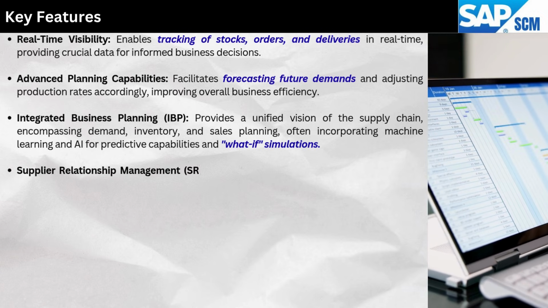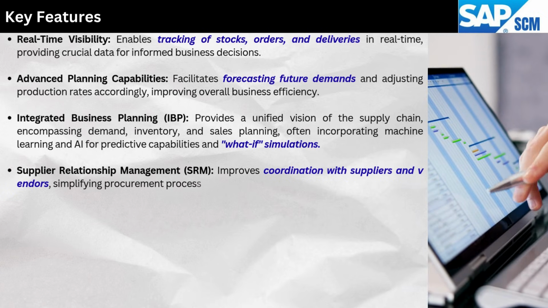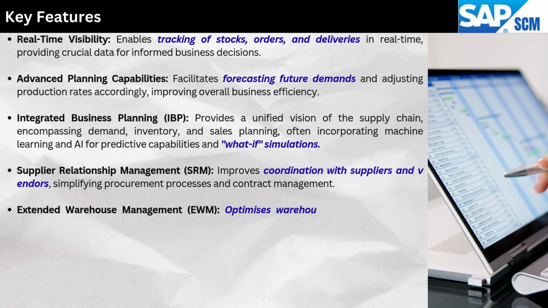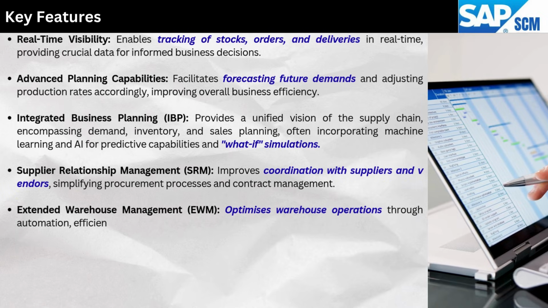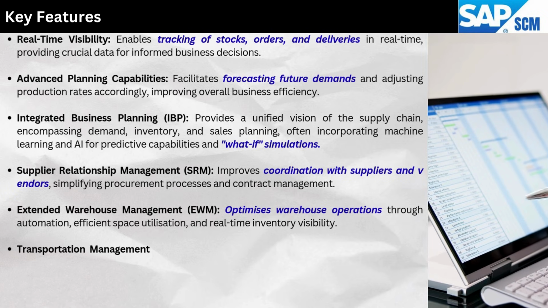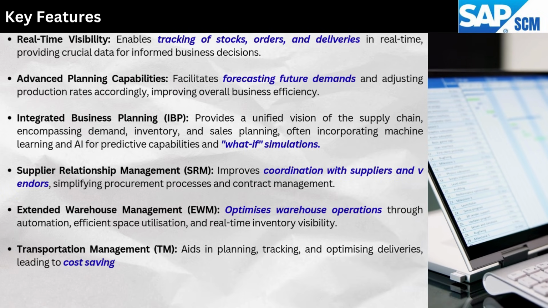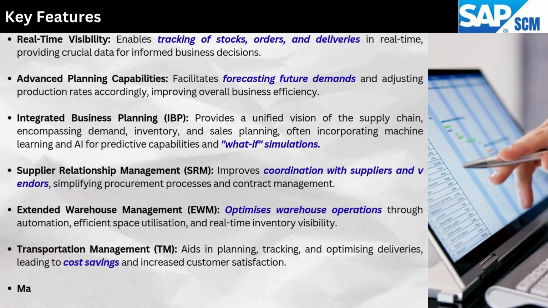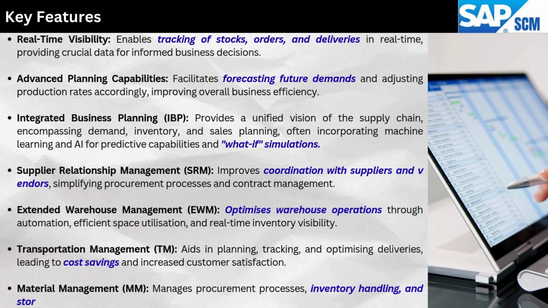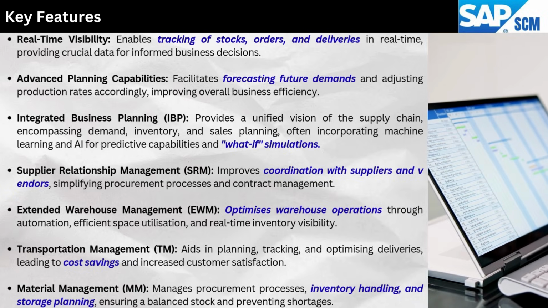Supplier relationship management, SRM, improves coordination with suppliers and vendors, simplifying procurement processes and contract management. Extended warehouse management, EWM, optimizes warehouse operations through automation, efficient space utilization, and real-time inventory visibility. Transportation management, TM, aids in planning, tracking, and optimizing deliveries, leading to cost savings and increased customer satisfaction. Material management manages procurement processes, inventory handling, and storage planning, ensuring a balanced stock and preventing shortages.